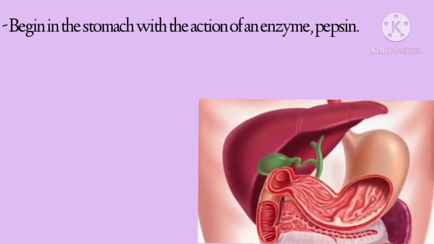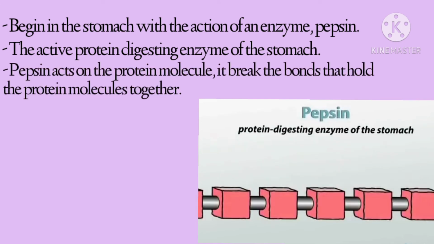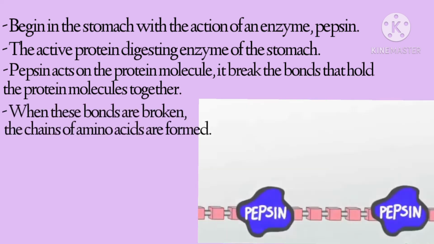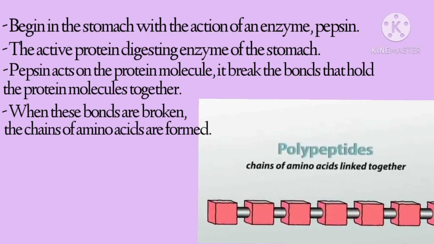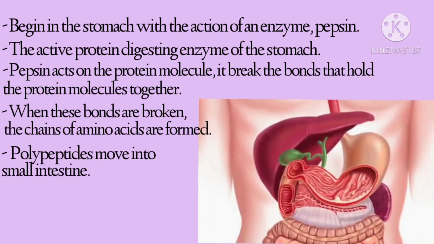Protein digestion begins in the stomach with the action of an enzyme, pepsin. Pepsin is the active protein digesting enzyme of the stomach. When pepsin acts on the protein molecule, it breaks the bonds that hold the protein's molecules together, called peptide bonds. When those bonds are broken, the chains of amino acids formed are called polypeptides. These polypeptides move into the small intestine.